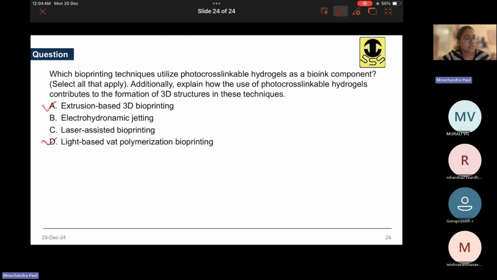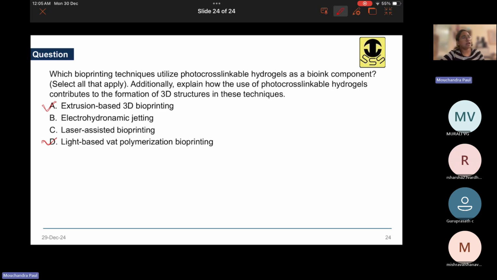Did you understand why C is not correct? No? Okay. I have a doubt, ma'am. In laser-based printing, the ink which we are using, the laser is based on observing how the droplet comes out of the substrate. So why can't we use laser, or why can't we use photocross-linkable material, you're saying?